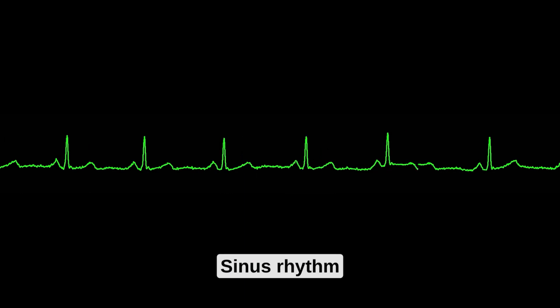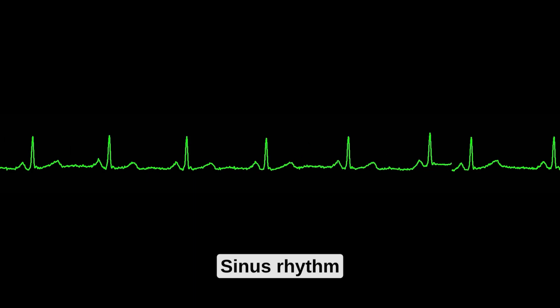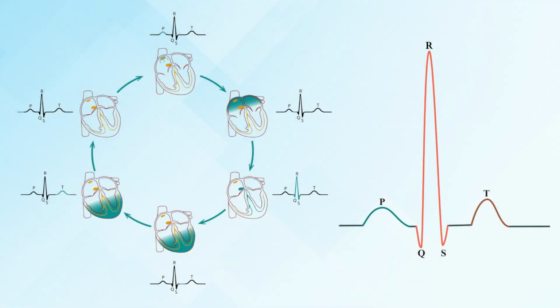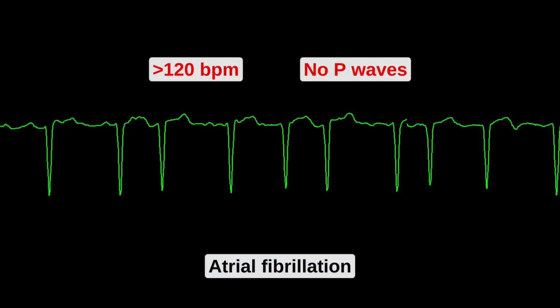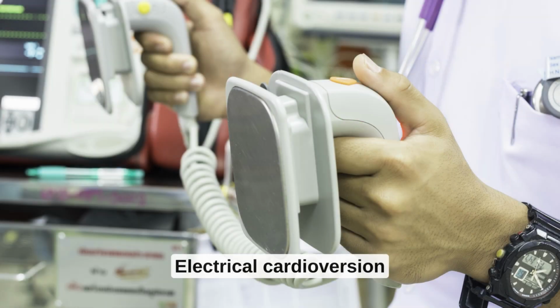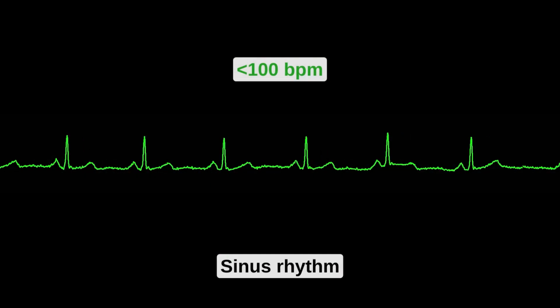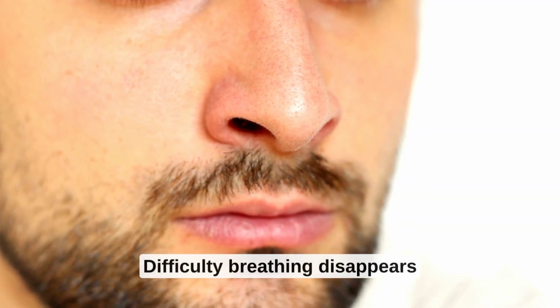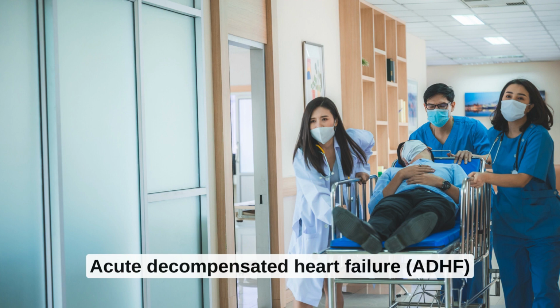Sinus rhythm just means that we have an ECG that we take from your heart, and there we can see some waves. And the sinus rhythm is when we have a P wave in the ECG. And in atrial fibrillation, there is no P wave. So the beat is more than 120 beats per minute, for example. He's having no P waves. And then you get an electric cardioversion shock, and then you will have a sinus rhythm again, and the patient's pulse will go below 100, and the difficulty breathing disappears. So that's a very common cause of acute decompensated heart failure.